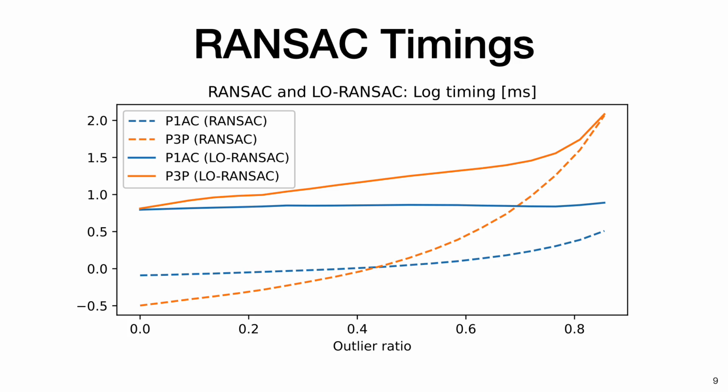We compared our P1AC solution to P3P when used in a robust estimation loop on synthetic data. When using LO-RANSAC, our P1AC solver was faster than P3P across all outlier ratios tested.